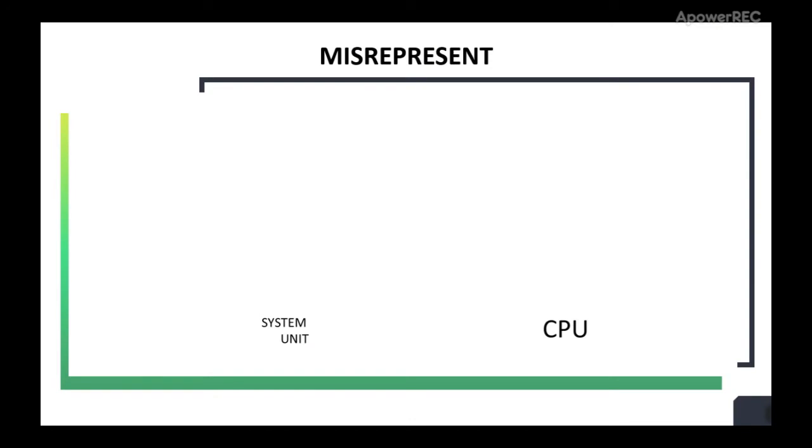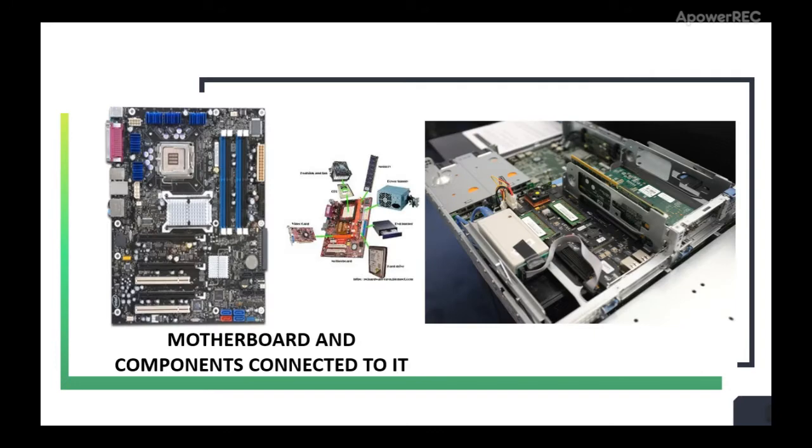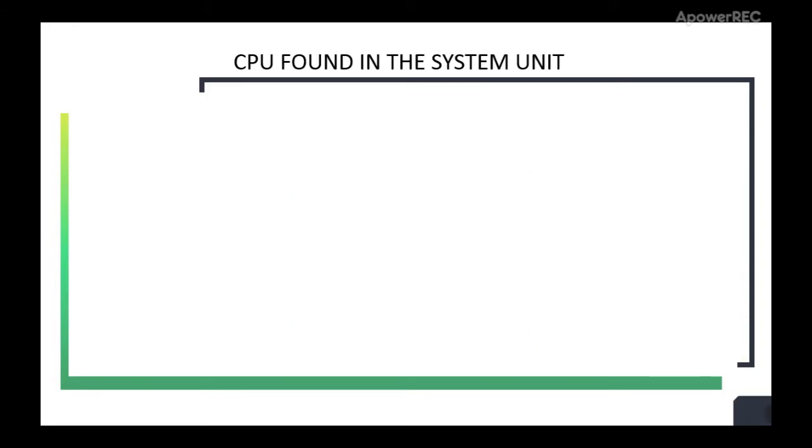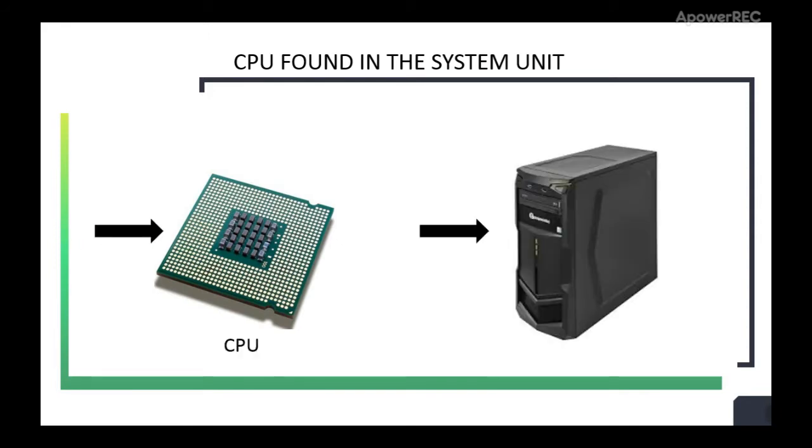Most people misrepresent the system unit to be the CPU, and this is actually very incorrect. The system unit is the motherboard and all other components connected to it, enclosed inside a system casing or chassis. The CPU is found inside the system unit. It is a small squared chip located inside the system unit.